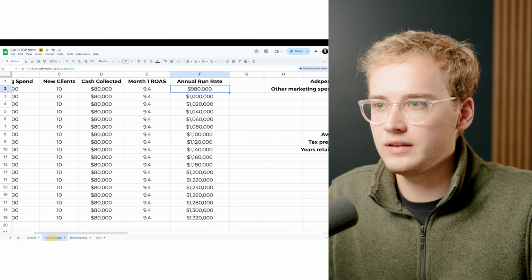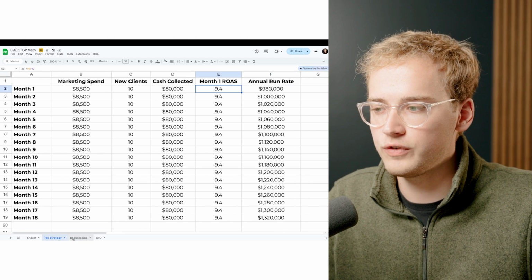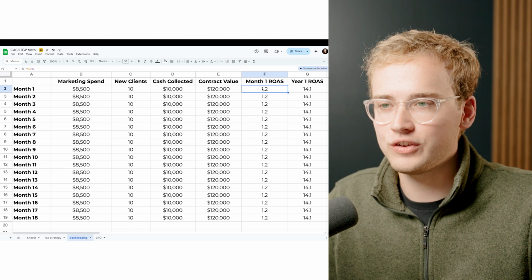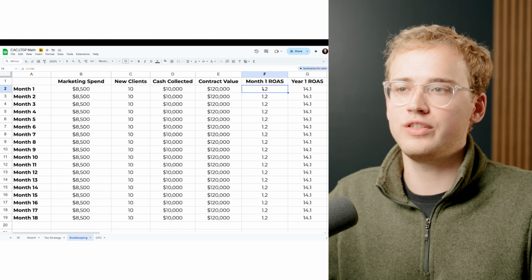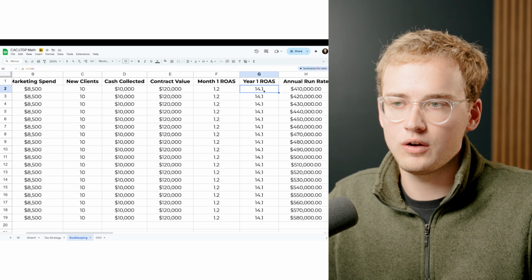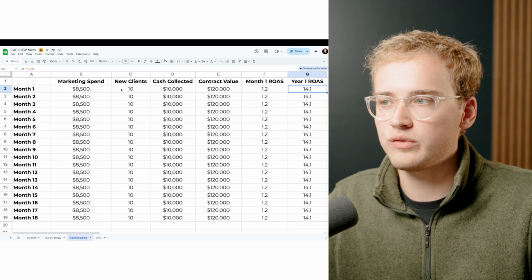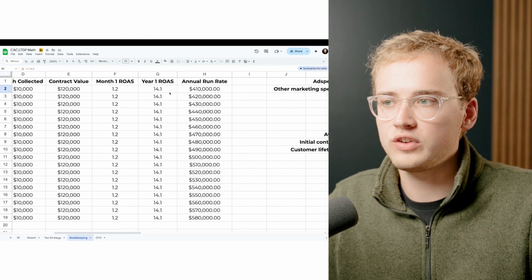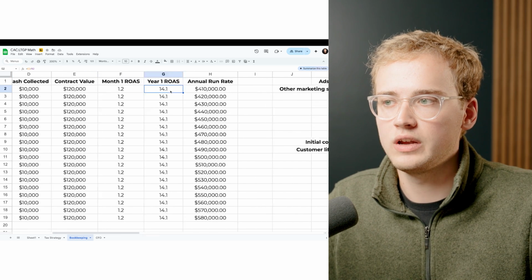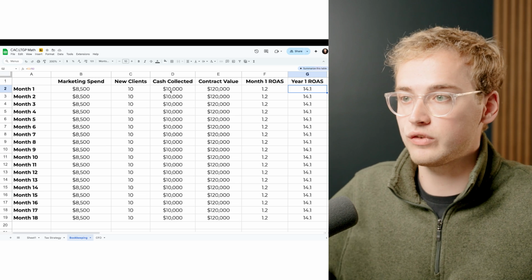Now, is that near as sexy as the 9.4 we're getting on the tax strategy firm? No, right? 1.2 is very modest, but here's the thing. Over the course of just that first year, we're making 14.1x on our money. So that means for every dollar we spend on marketing, we're going to make $14 over the next 12 months. It's just going to take longer to make all of that money because we're charging monthly for the bookkeeping service, right?